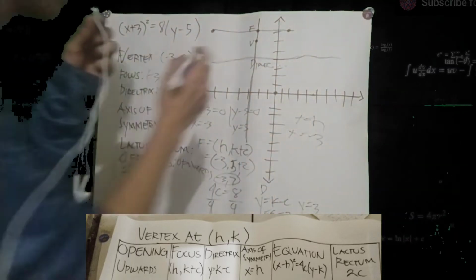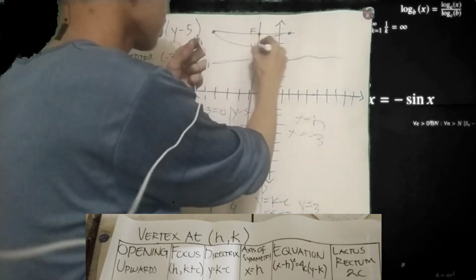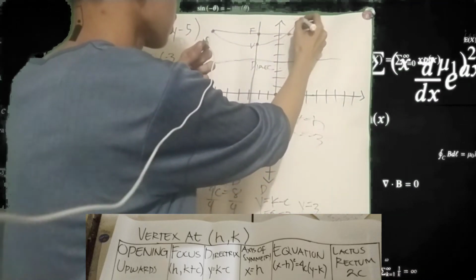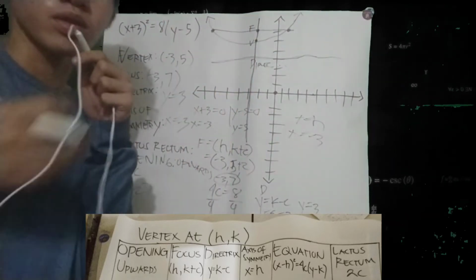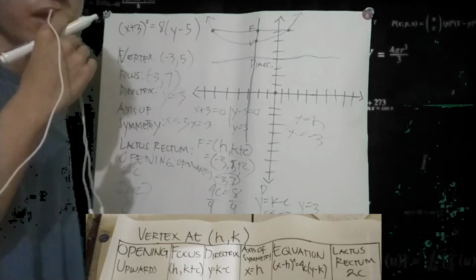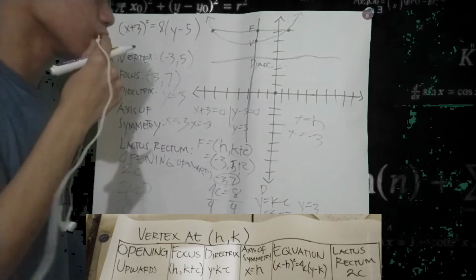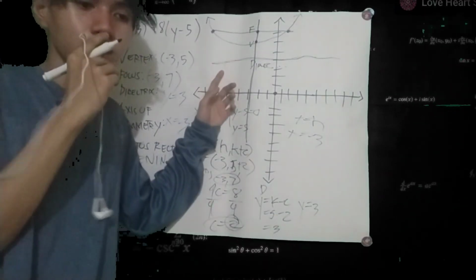Yan, pwede na natin ulit i-graph ang ating parabola. So, this is an example of a parabola na ang vertex is nasa value ng h and k.